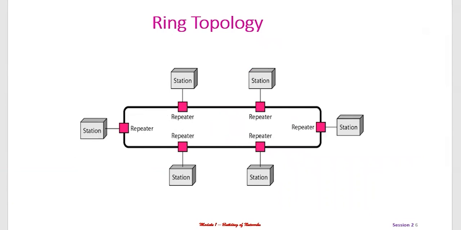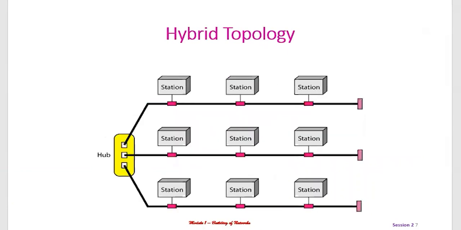So this is the structure of a ring topology. And then we have something called a hybrid topology. Though we have four different topologies, coming to a real-time environment, constructing a network in real time, we may not be exclusively using each topology. Sometimes we may require a hybrid topology.